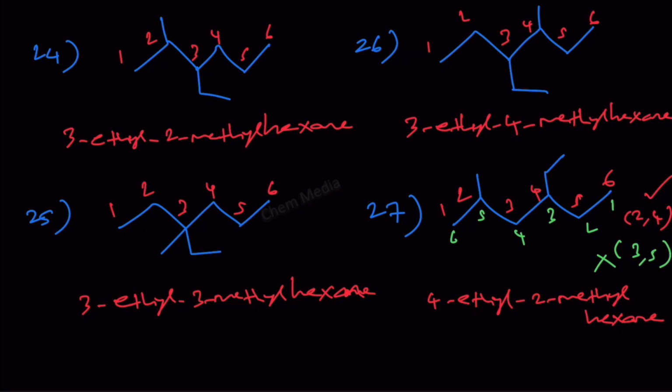Therefore, let's move to pentane chain. Number 28. Let's write the pentane chain first. 1, 2, 3, 4, 5. We are going to use 4 methyl groups as substituents. And therefore, let us first write isomers of those. So 2 methyl substituents at 2 position, 2 methyl substituents at 3 position. So this is 2, 2, 3, 3 tetramethyl pentane.